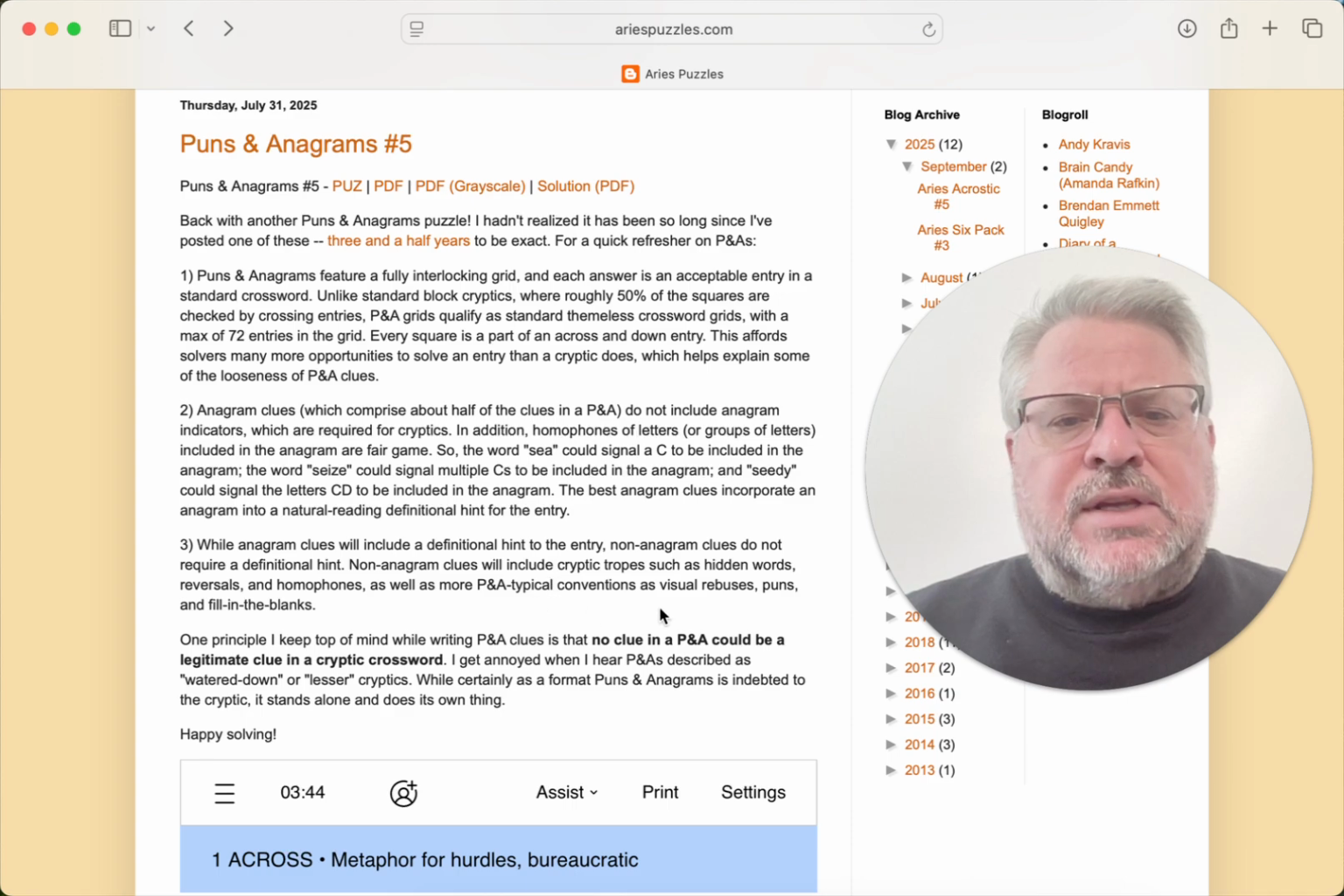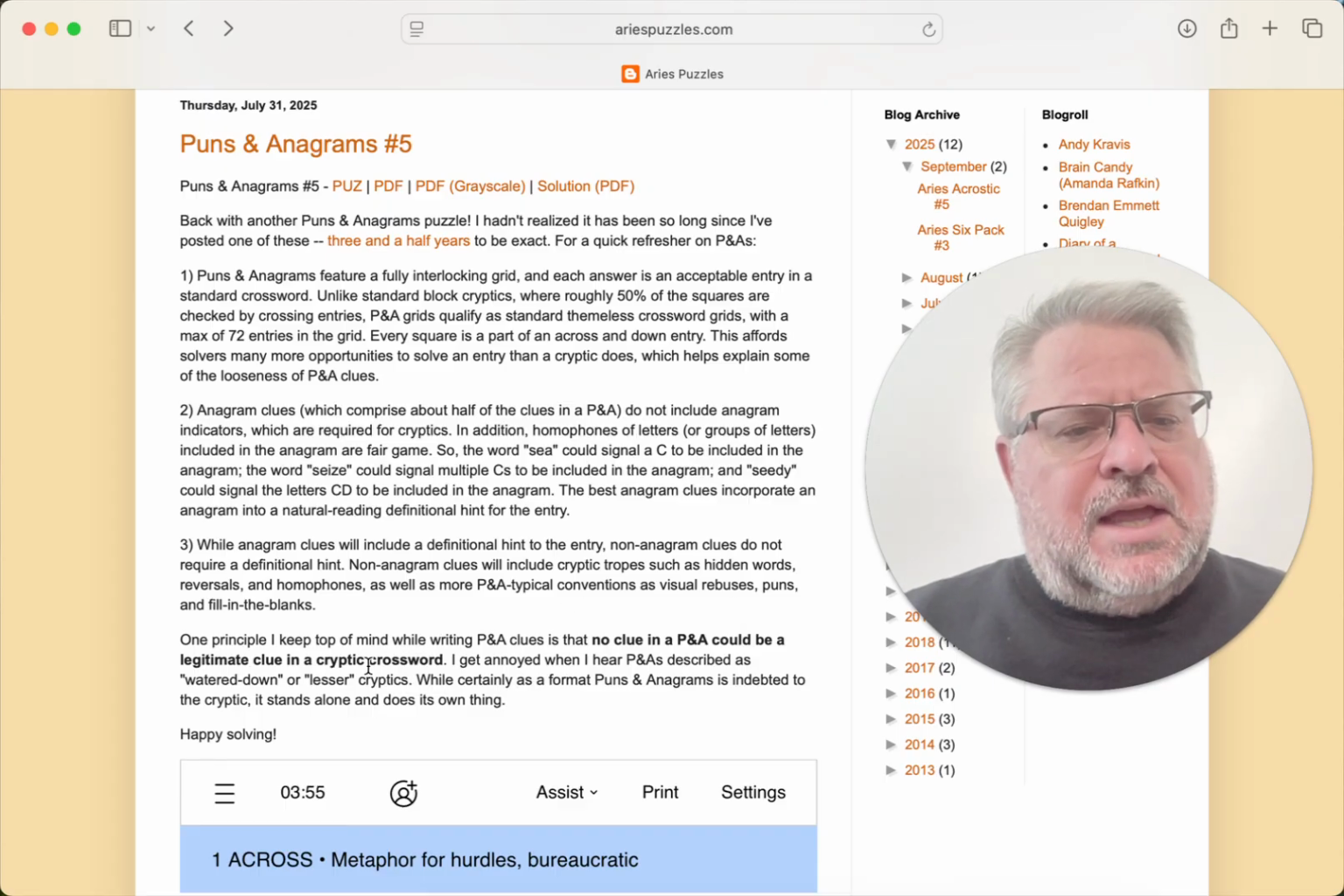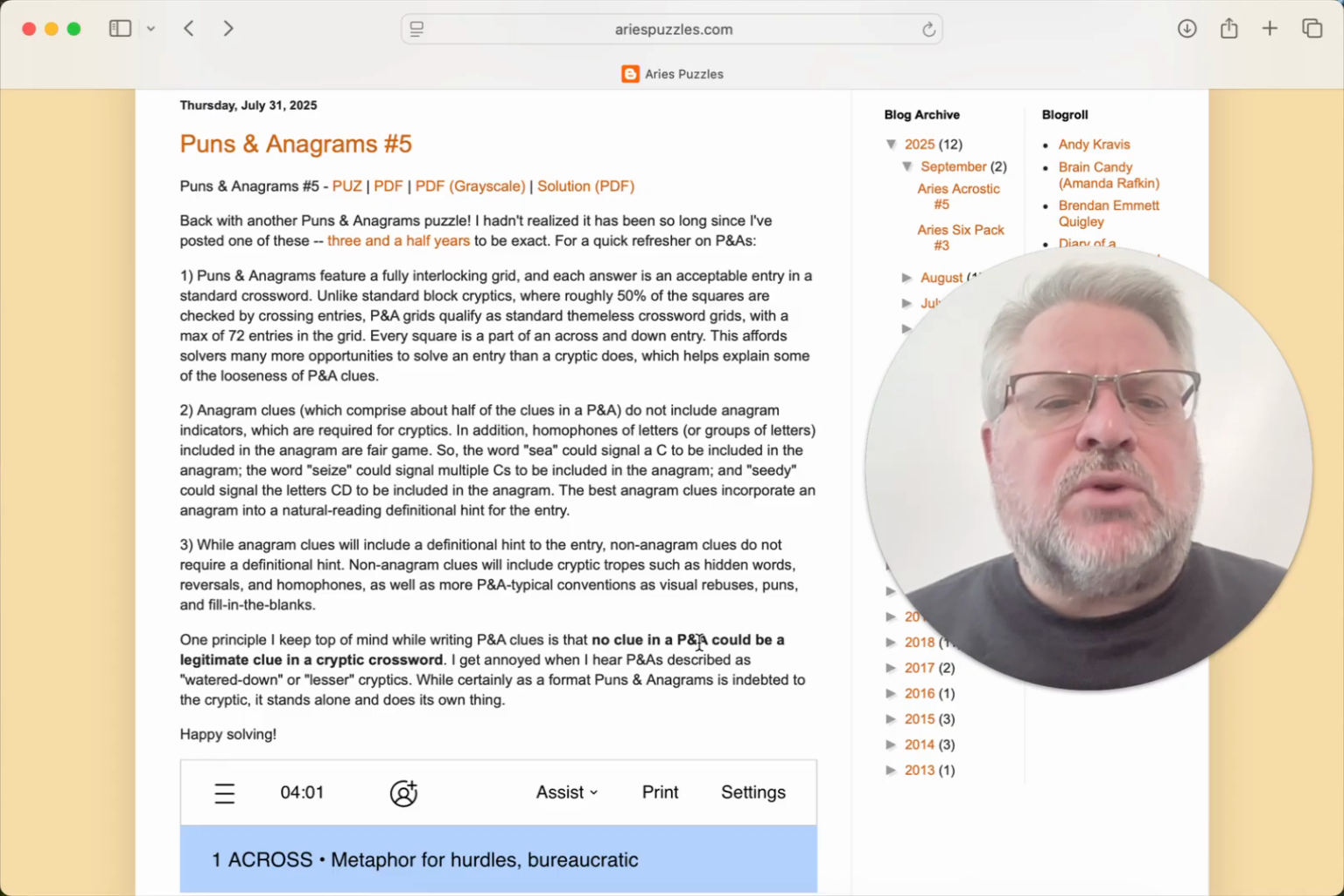We also have these non-anagram clues. There are puns that may have hidden words, reversals, homophones, visual rebuses, things like that. And then his final point, I think, is valid. No clue in a pun and anagram puzzle could be a legitimate clue in a cryptic crossword.